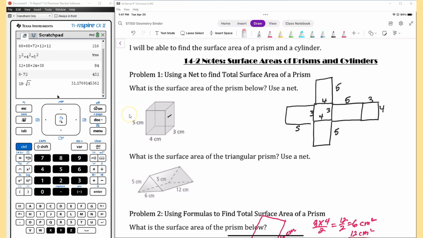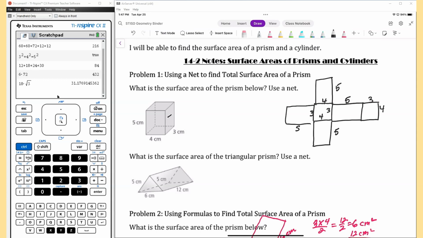Okay, today's lesson has to do with finding the surface areas of prisms and cylinders. I went ahead and made a net of this shape, and if you notice, the net is just you've opened up a three-dimensional figure into two dimensions. So there's my net on the side, and the key is to label the dimensions.